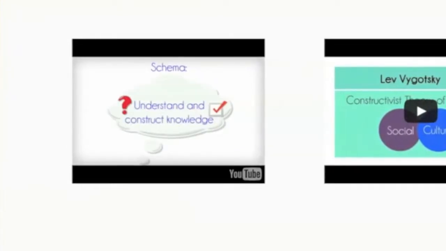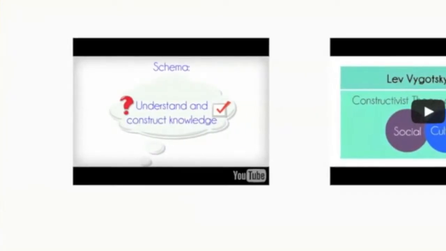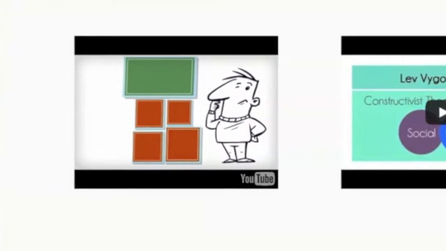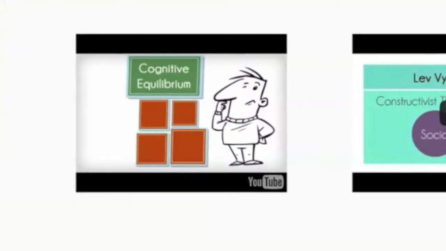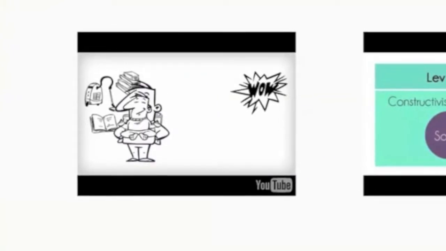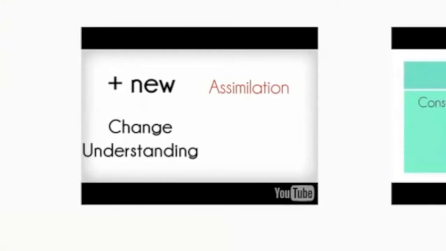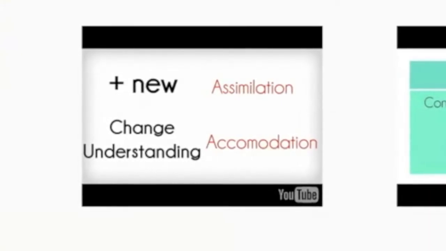Piaget uses the word schema to explain the way humans understand and construct knowledge. Schemas are the simple blocks for how we organize our knowledge in our minds. As we experience the world, we are always seeking cognitive equilibrium, which is the continuity between what we see in our environments with what we create in our minds or thought process. By actively interacting with the world around us, humans can either add new information to their schemas through assimilation or change their understanding of a concept through accommodation.